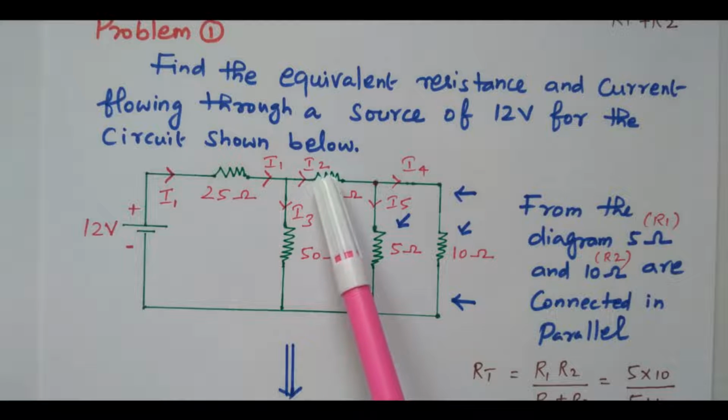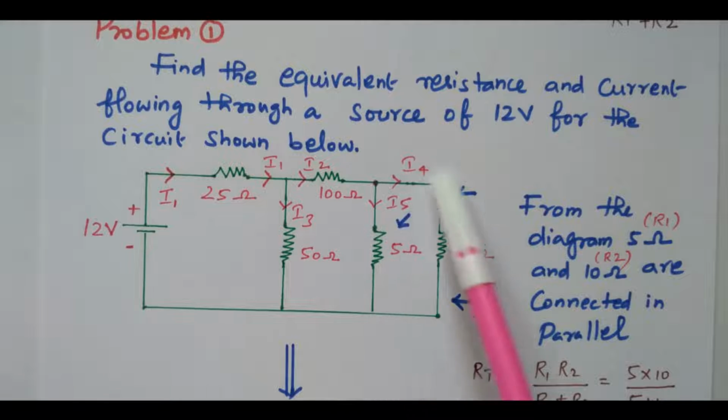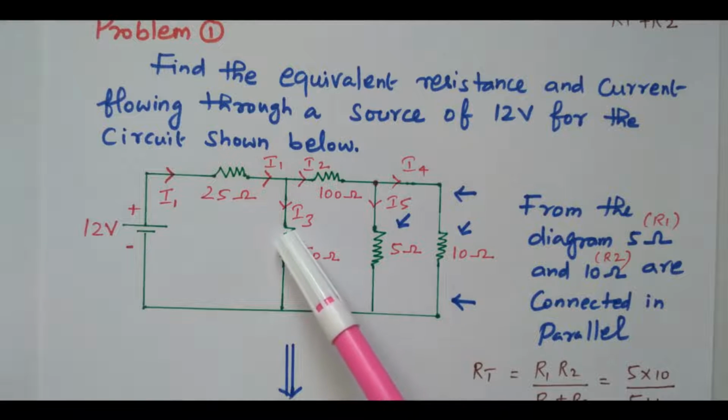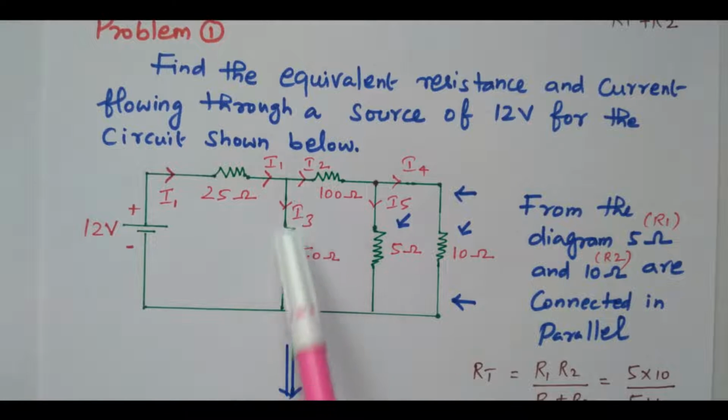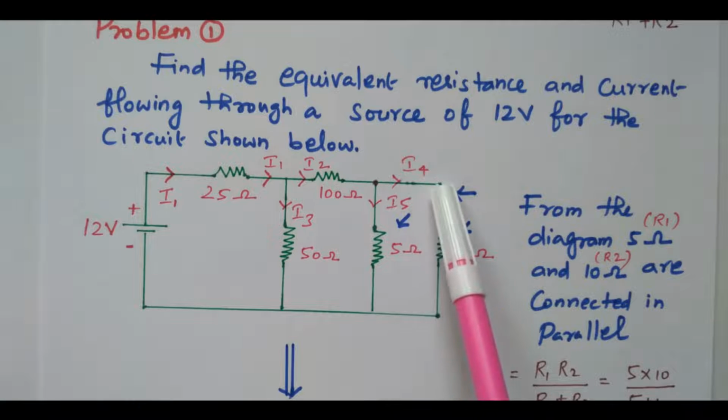Again, this I2 is flowing through the 100 ohm. At this point, again the current is diverted into I4 and I5. What is the meaning? This 5 ohm and 10 ohm are connected in parallel. These two are connected in parallel, and these two are also connected in parallel. So by seeing the current flow, we can easily identify. I1 is flowing through the 25 ohm, and that is divided into I2 and I3 through the 100 ohm and 50 ohm. Again that is divided into I4 and I5 through the 5 ohm and 10 ohm. So these two are parallel and these two are parallel.